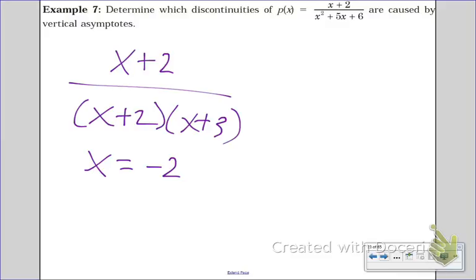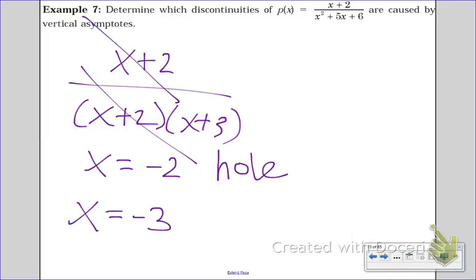That is a hole. Why is that a hole, Katie? Because you can cross them out. Good. You remove them. That's a removable discontinuity. That's a hole. What about x equals -3? It's a vertical asymptote. Good. Vertical asymptote. Perfect. Next.